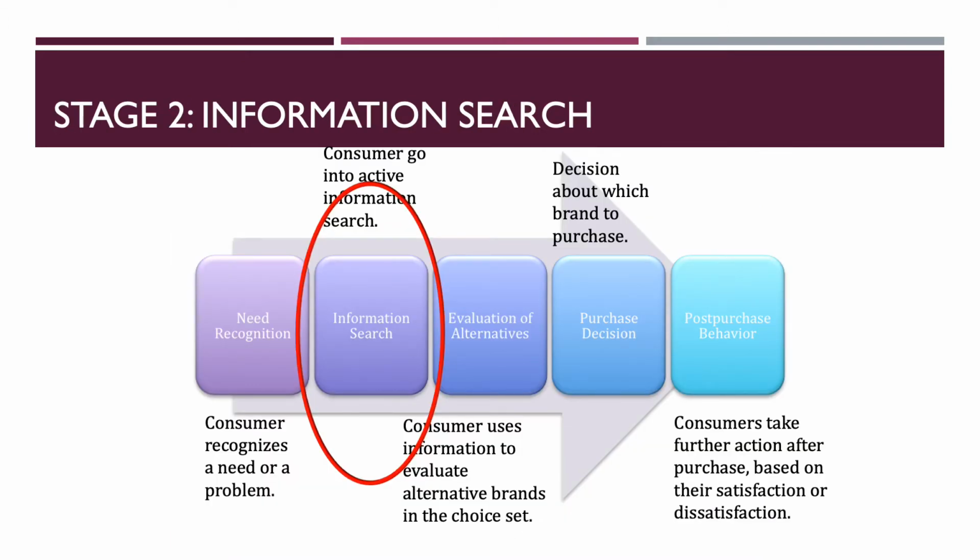The second step after a consumer recognizes a problem is to search for information about the various options that exist to satisfy that need. The length and intensity of the search are based on the degree of perceived risk associated with purchasing the product or service. You might remember the perceived risks. We have 5 different risks that come with a purchase, and we covered them in our previous chapters.